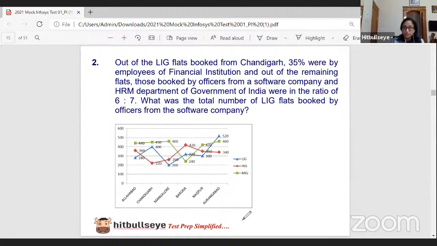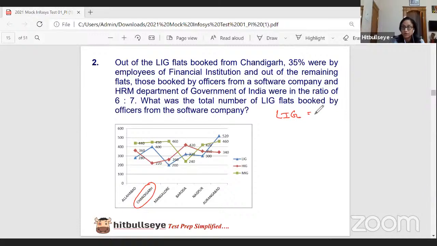Yes, what do you think is the answer to this question? 120 is the answer that majority of you are giving. Okay, let's see. What is the question telling us to focus on? Out of the LIG flats booked from Chandigarh. So first of all, the data to be focused here is of Chandigarh. So for Chandigarh, these are the three figures that are important. The question says, out of the LIG flats booked from Chandigarh, so we are talking about only the LIG figure. So what is LIG? LIG is blue in color. So what is the figure for Chandigarh blue in color?